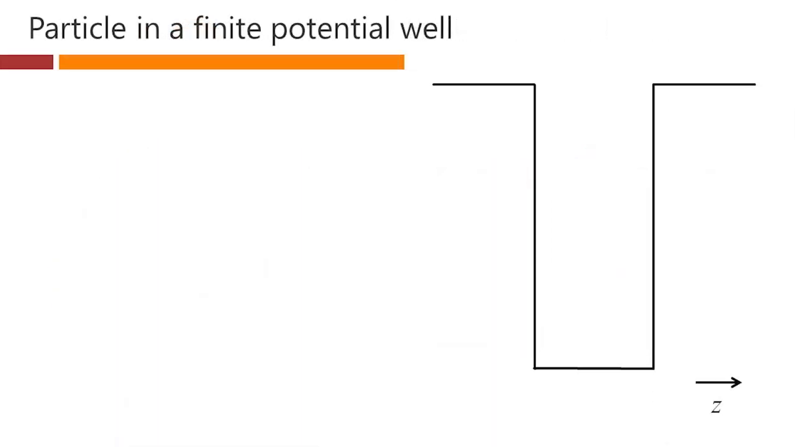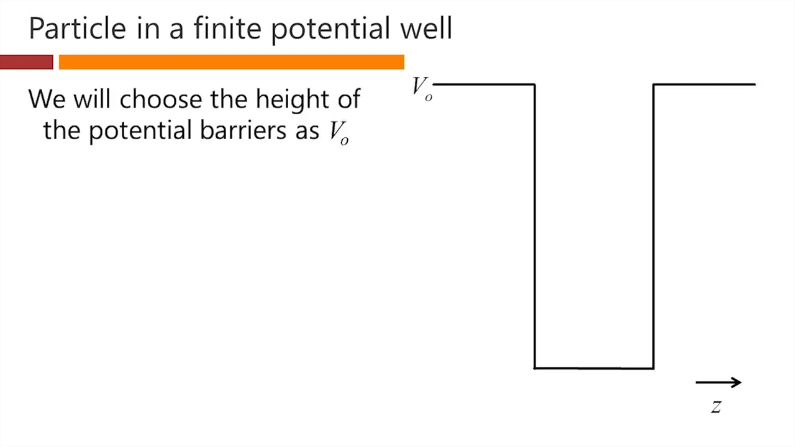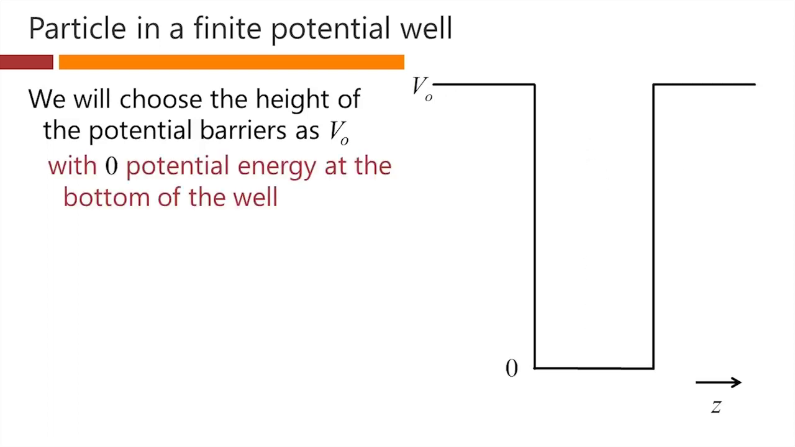So let's look at our finite potential well. We're going to choose the height of the barrier here to be V0 on either side of our potential well. And we'll choose the origin for our energies, down at the bottom here, to be 0 for potential energies and all of our other energies. The thickness of the well will be Lz, as before.